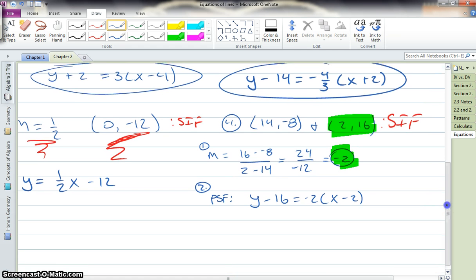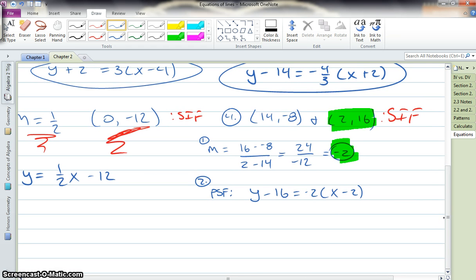Now, to get to slope-intercept form, all I have to do is solve for y. So I simply distribute my -2, -2x plus 4, and then get your 16 out of there. And now you have completed your third step, and your equation is in slope-intercept form.